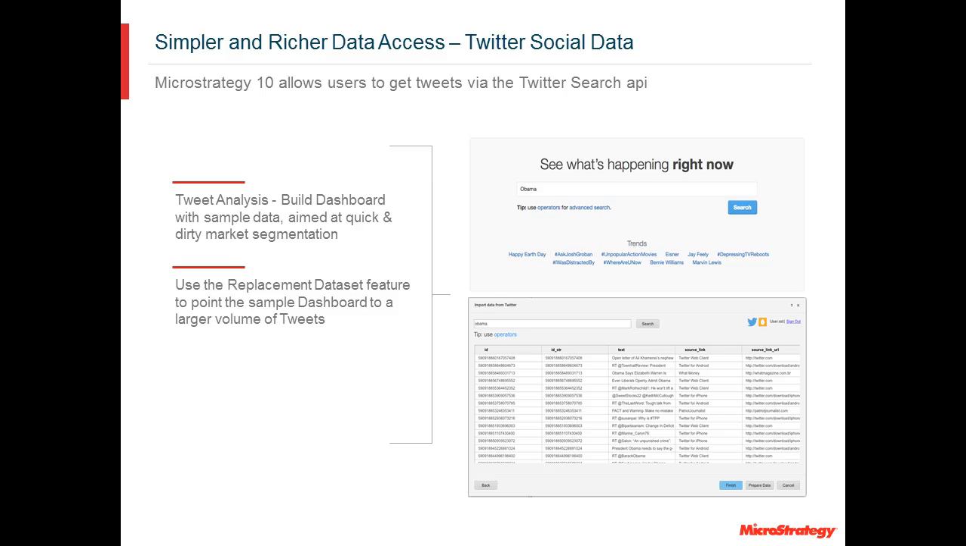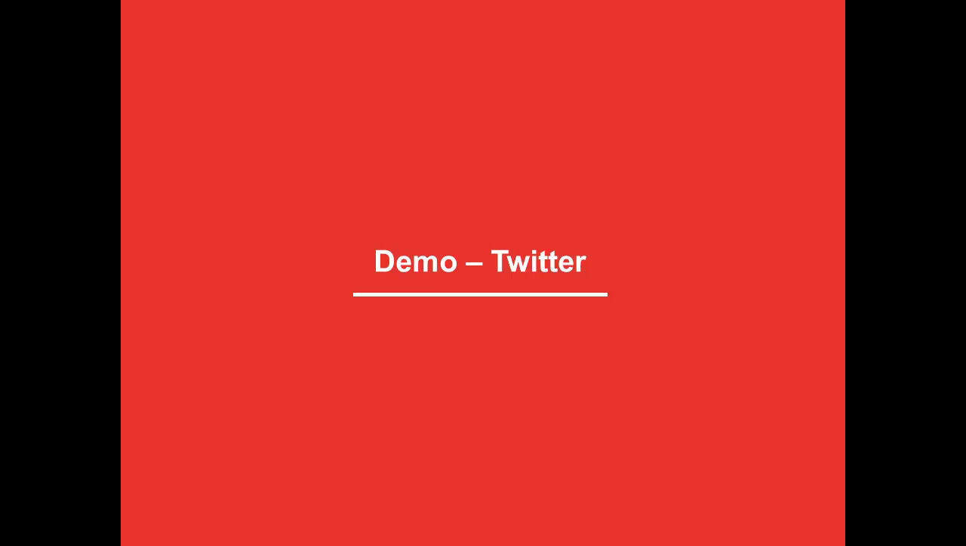From the social data perspective, we enable Facebook and Twitter data import. For Twitter, we are using the native search API. Users can build dashboards with sample data from Twitter, in the quick and dirty market segmentation. And once the dashboards are created, you can use the replacement dataset feature to point the same sample dashboard to a larger volume of data. And here I also wanted to show you a demo of how this is going to work in the product.